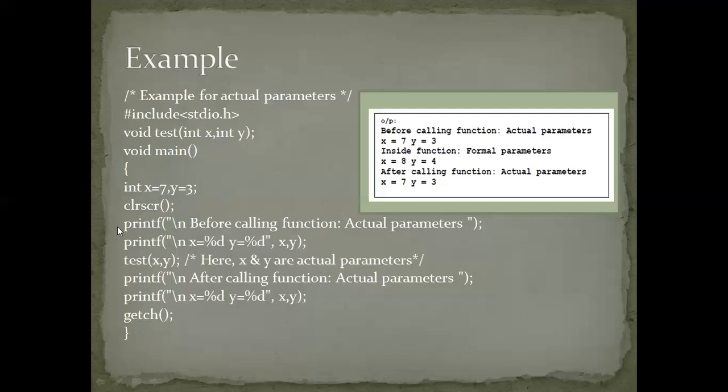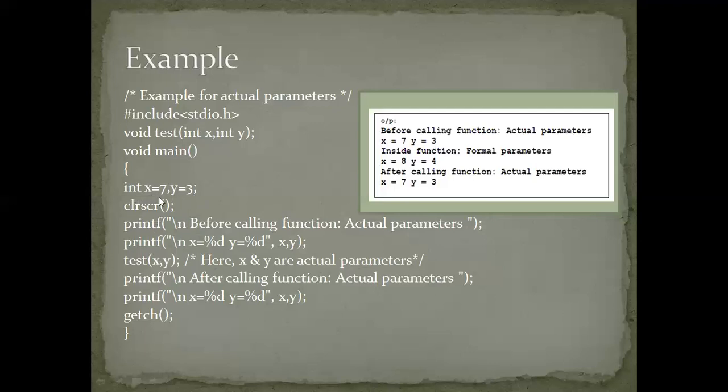Okay, clear screen. So here, before calling the function, what are the values of the actual parameters? Okay, so we are going to print the x value here. What is the x value? 7. Okay, so what is the y value? 3. Okay, just look at the output here. Before calling the function, the actual parameter values will be x is equal to 7 and y is equal to 3. Understood till here? It's very simple.